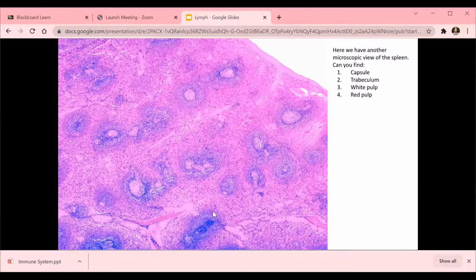This is the other picture of the spleen. You can see the capsule, the trabeculae which come inside. All of these roundish structures are white pulp, and the background is red pulp.